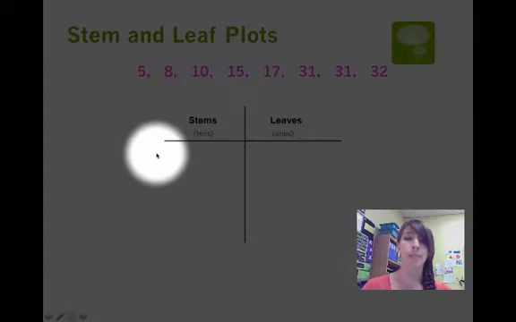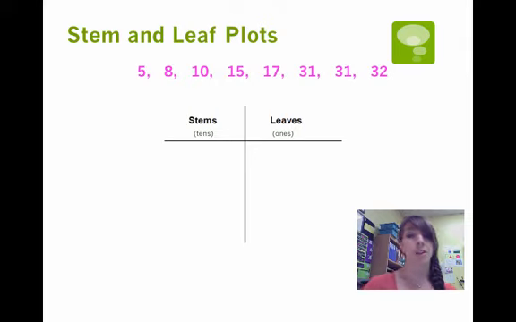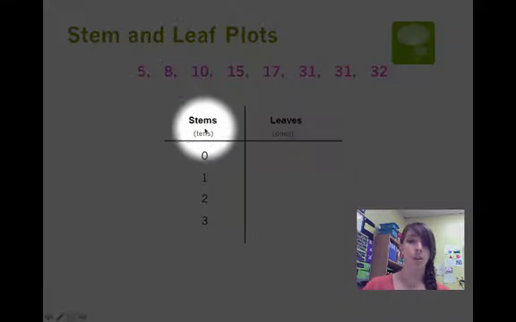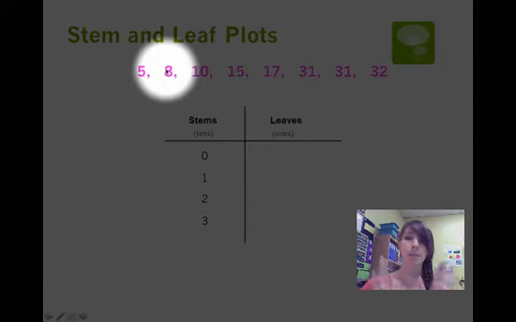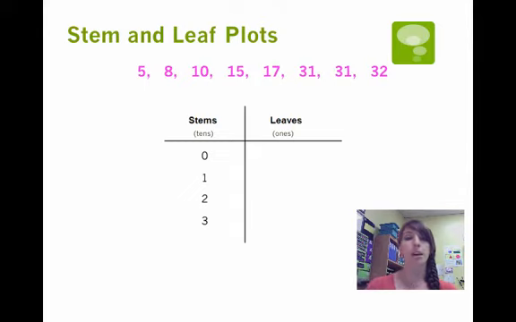All right, so stem and leaf plots, let's build this. We have a data set of 5, 8, 10, 15, 17, 31, 32. I'm sorry, there's 31, 31, and then 32. So we put all of our stems here. For the single digit numbers, you just put a 0 because there's basically a 0 in front of those numbers anyway. We just don't write it out to save space.